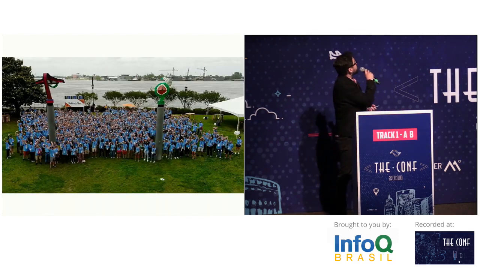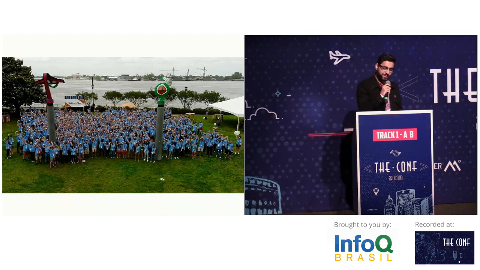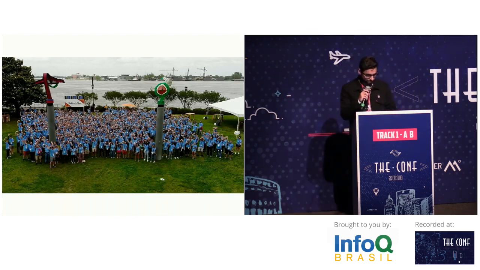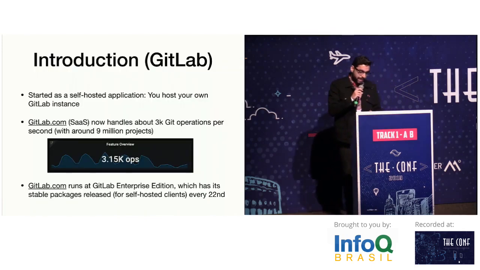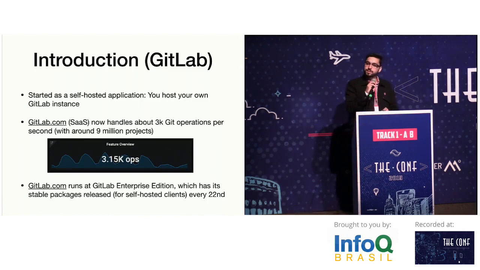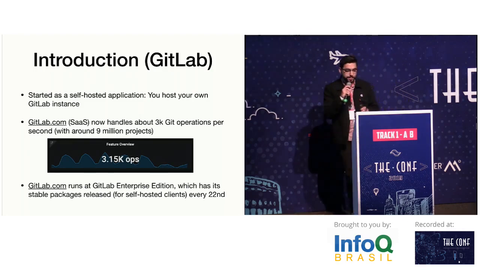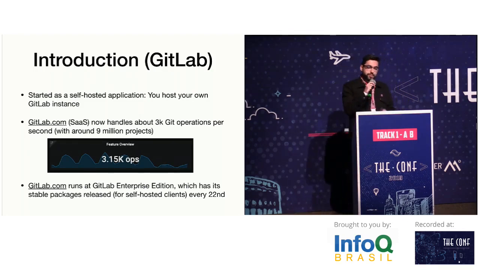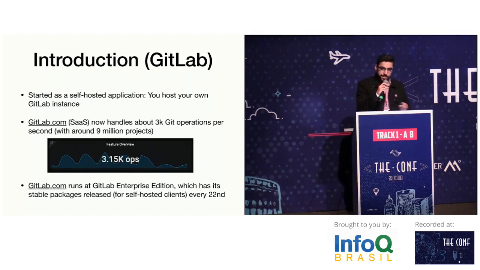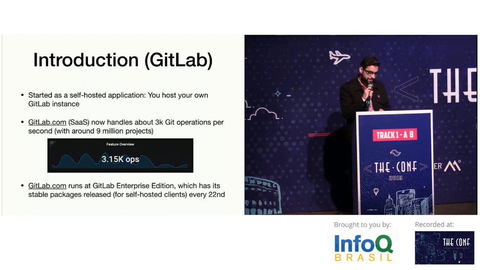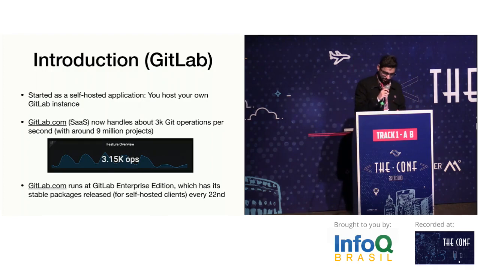That's a photo from the last Contribute, a bunch of people in New Orleans. It was really nice, by the way. And yeah, as I said, it started as a self-hosted product, and then we focused on the SaaS later on, GitLab.com. Today we do around 3,000 Git operations per second. So it's scaled really fast. And we release a new version on the 22nd of every month.